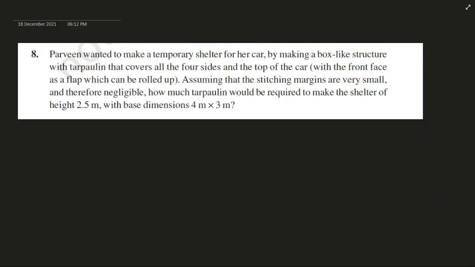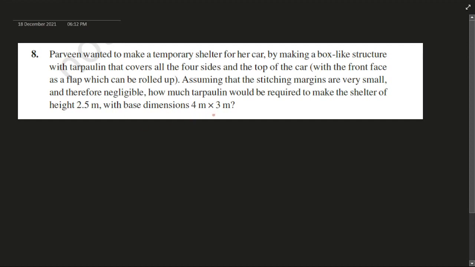Now what they have given over here: Parveen wanted to make a temporary shelter for her car by making a box-like structure with a tarpaulin that covers all the four sides and the top of the car, with the front face as a flap which can be rolled up. Assuming that the stitching margins are very small and therefore negligible, how much tarpaulin would be required to make the shelter of the height and with the base?